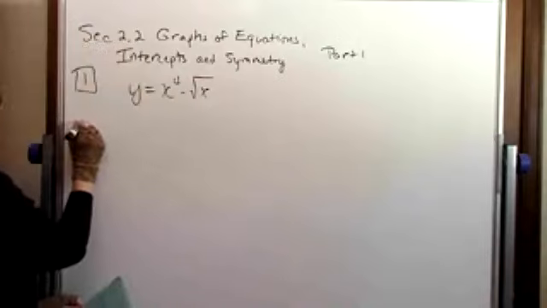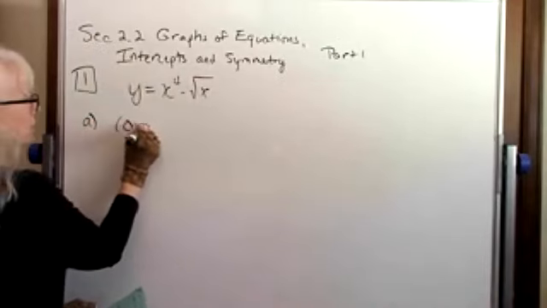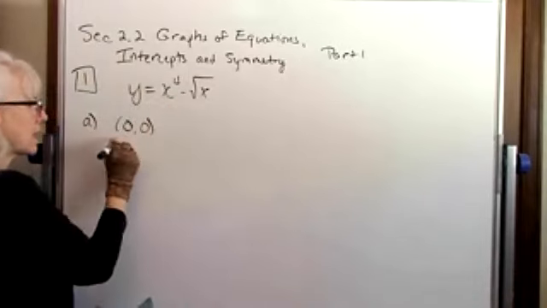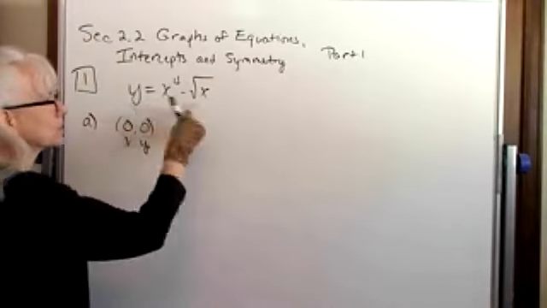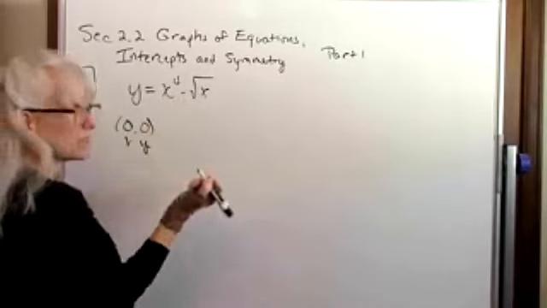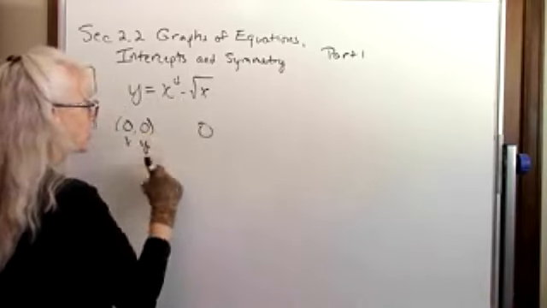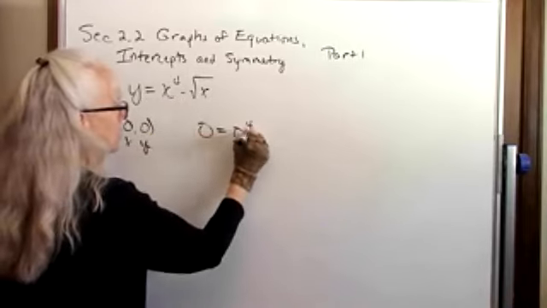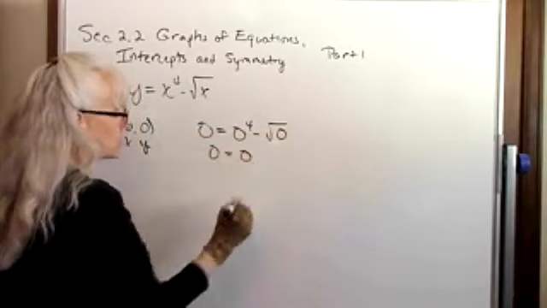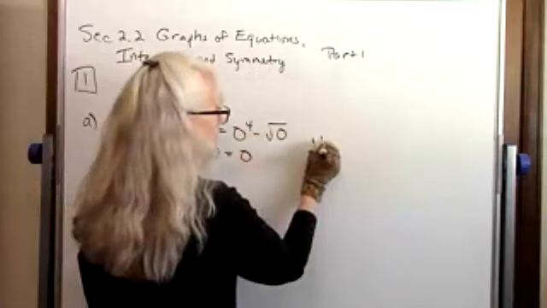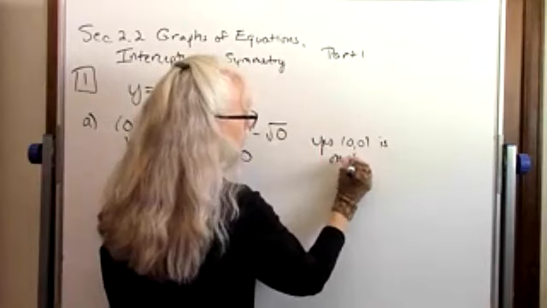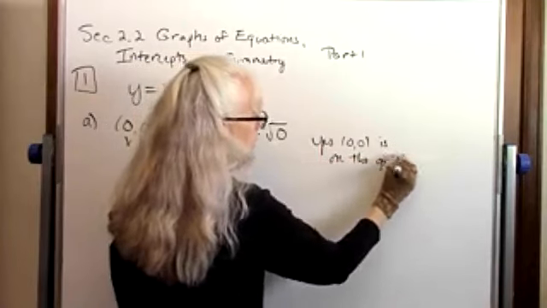So the first point they give us is the point 0, 0. Well, if this point is on this graph, then this x and this y coordinate will satisfy this. So all we're going to do is replace each of the x's with a 0 and replace the y with 0 and see if it's true. So 0 in for the y. And is that equal to 0 to the fourth minus the square root of 0? Well, this is true because we're going to get 0 equal to 0. So the answer to the question is yes. Yes, 0, 0 is on the graph. Not a very exciting example because everything was 0.